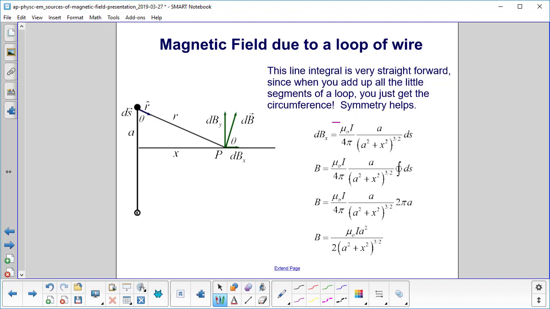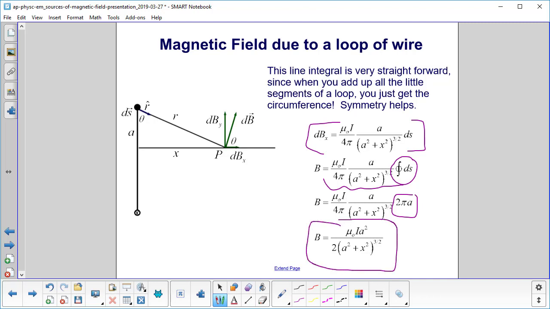So here's our long expression for dBx, and we're going to integrate that. We're going to do a line integral around ds. All these other things are constant, so we pull them outside the integral. We do the line integral, and we get 2 pi a, the sum of all the little ds's. That's just the circumference of our loop. Then we do a little more algebra, and here's our answer for the magnetic field at point P due to the current-carrying loop of wire, and it is in this direction along the x-axis.